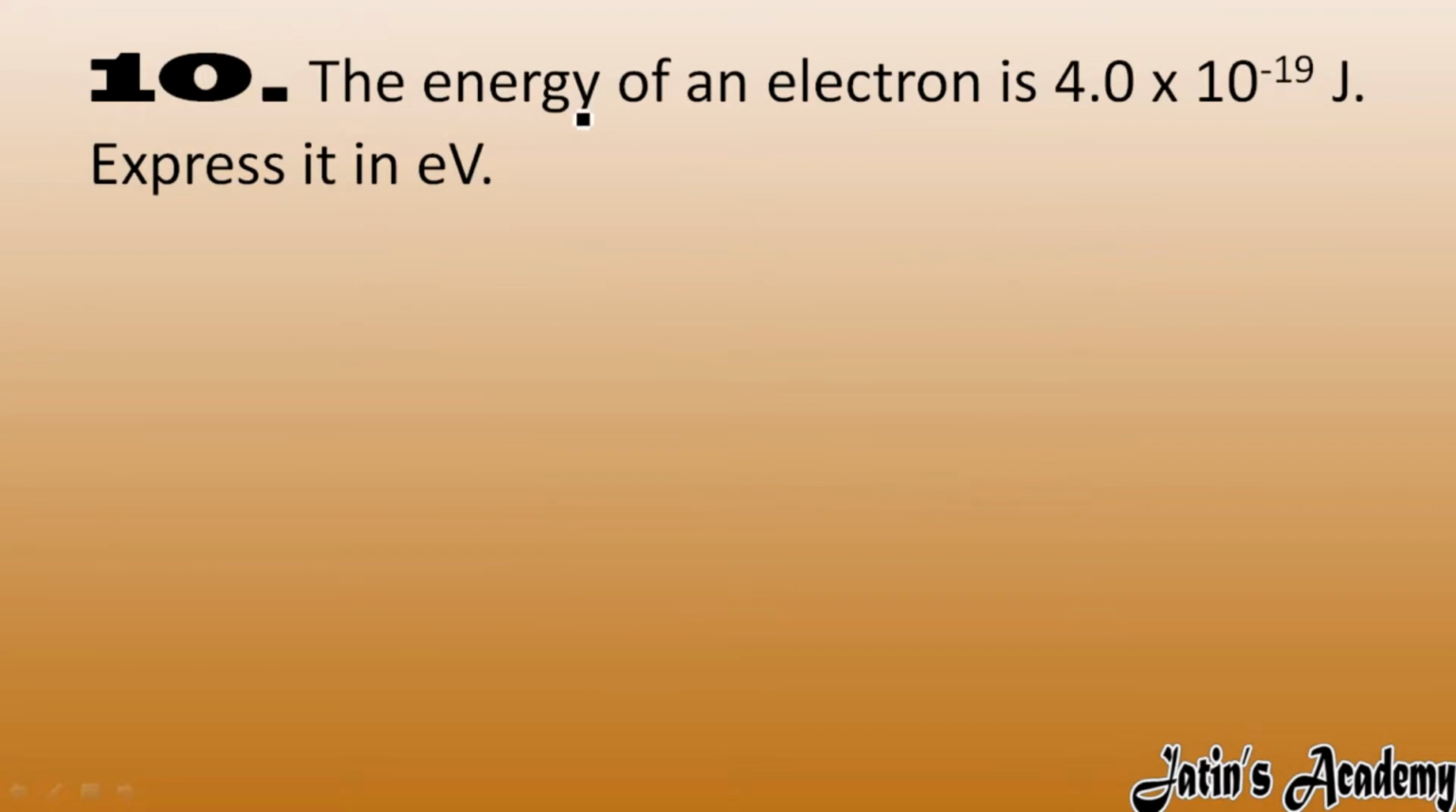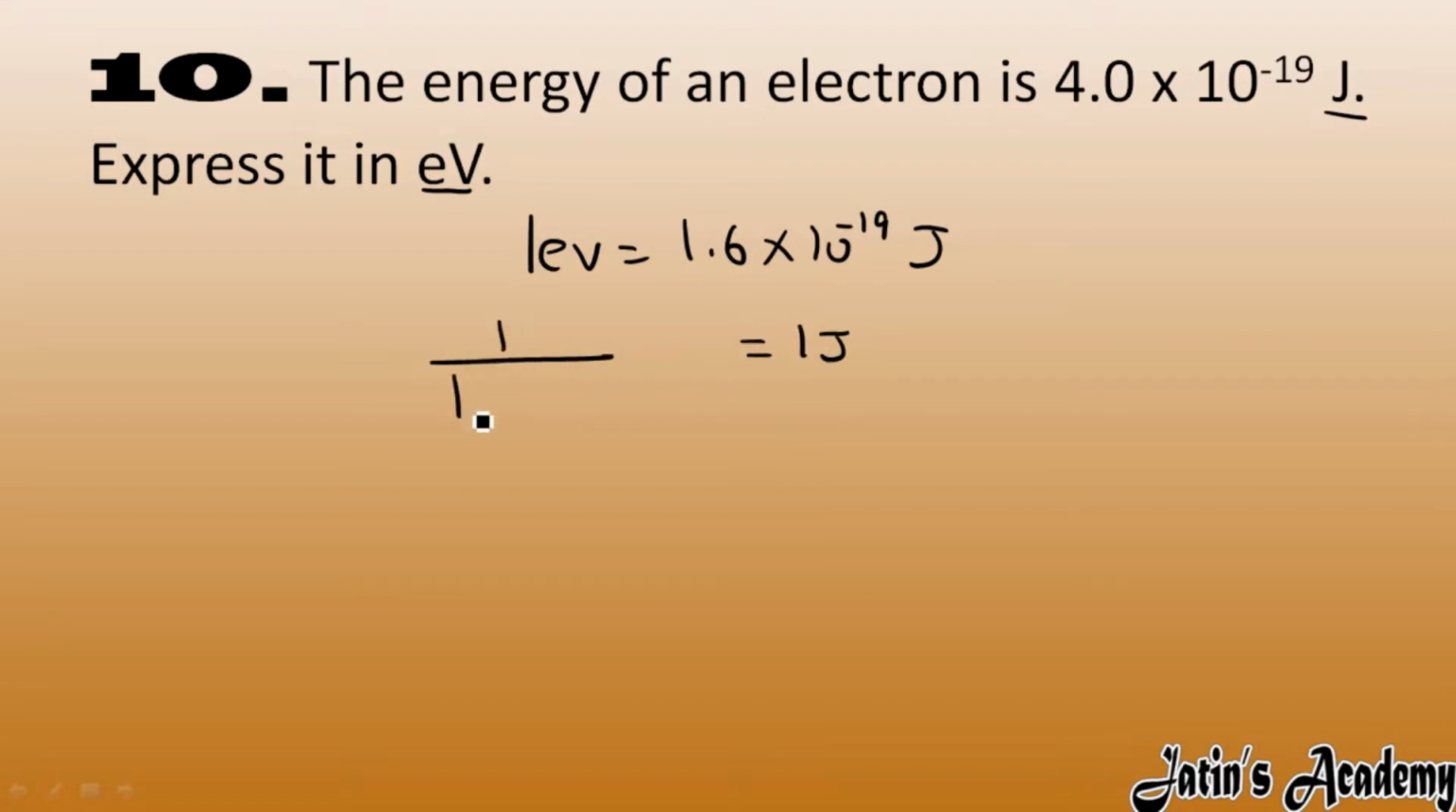Next we have the energy of an electron given as 4 into 10 raised to power minus 19 joule. We have to convert it into electron volt. How will we convert? First of all we should know the relationship between electron volt and joule. So 1 electron volt is 1.6 into 10 raised to power minus 19 joule, which is also the charge on the electron. So it means that in 1 joule we have 1 over 1.6 into 10 raised to power minus 19 electron volt.